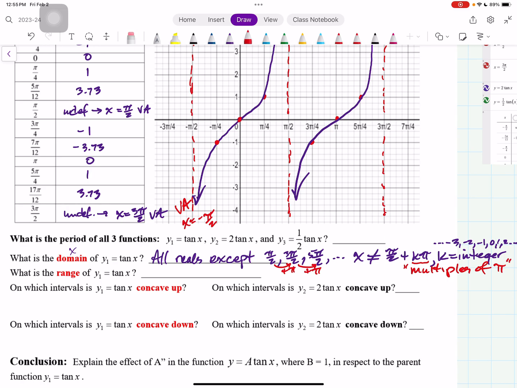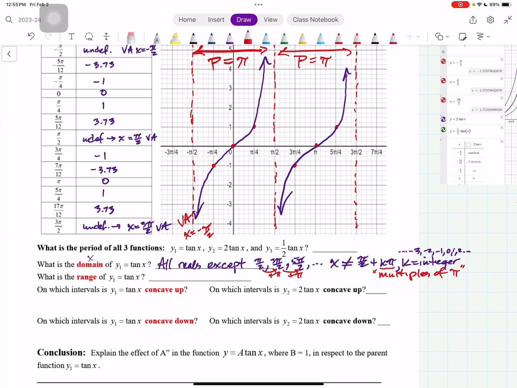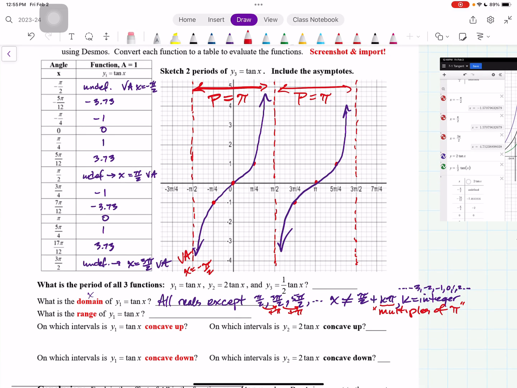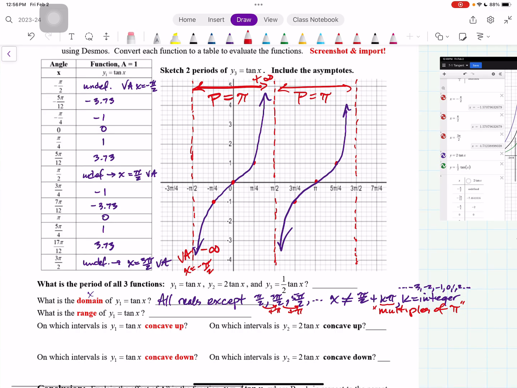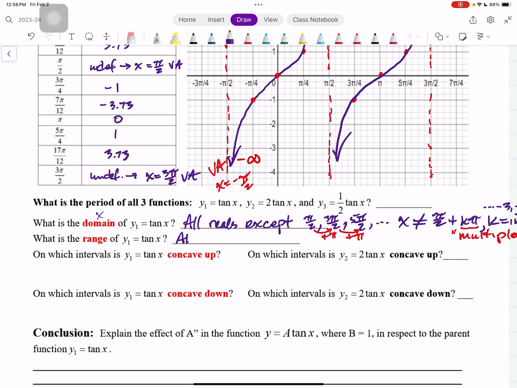The range is unlimited, right? It goes infinitely up to positive infinity, and infinitely down to negative infinity. So the range is all reals. Okay, so all reals here. You could use that fancy real number symbol.